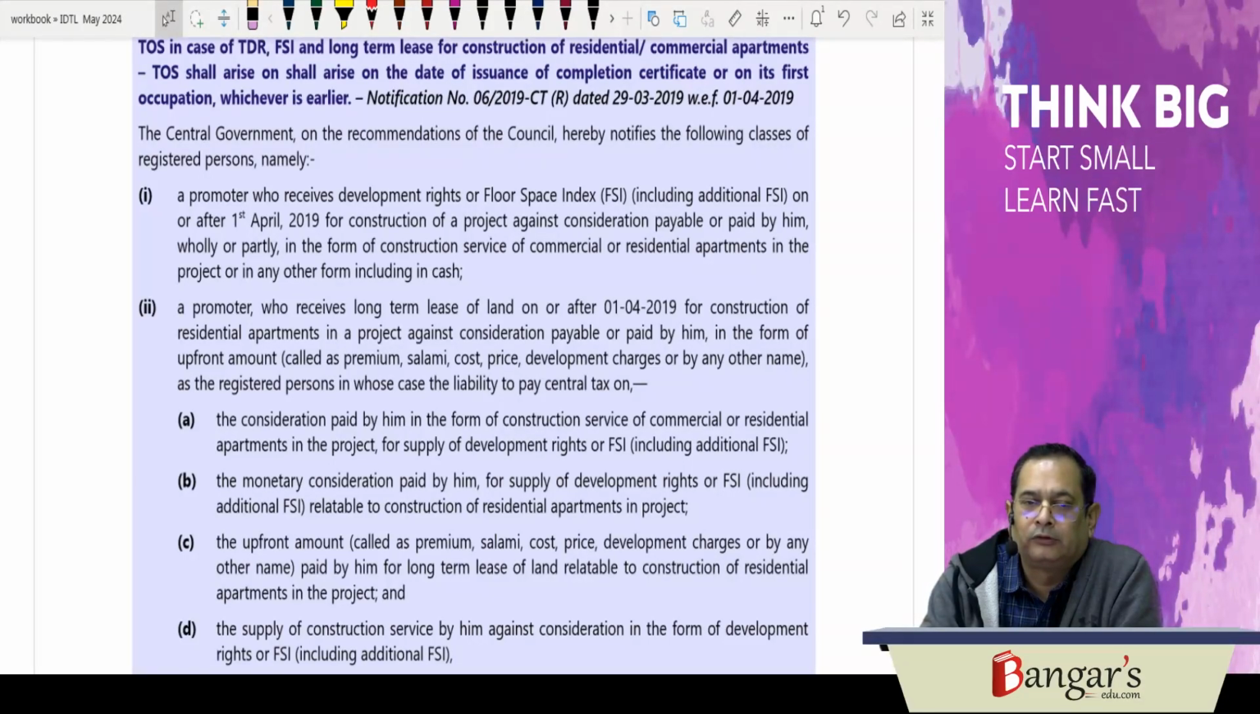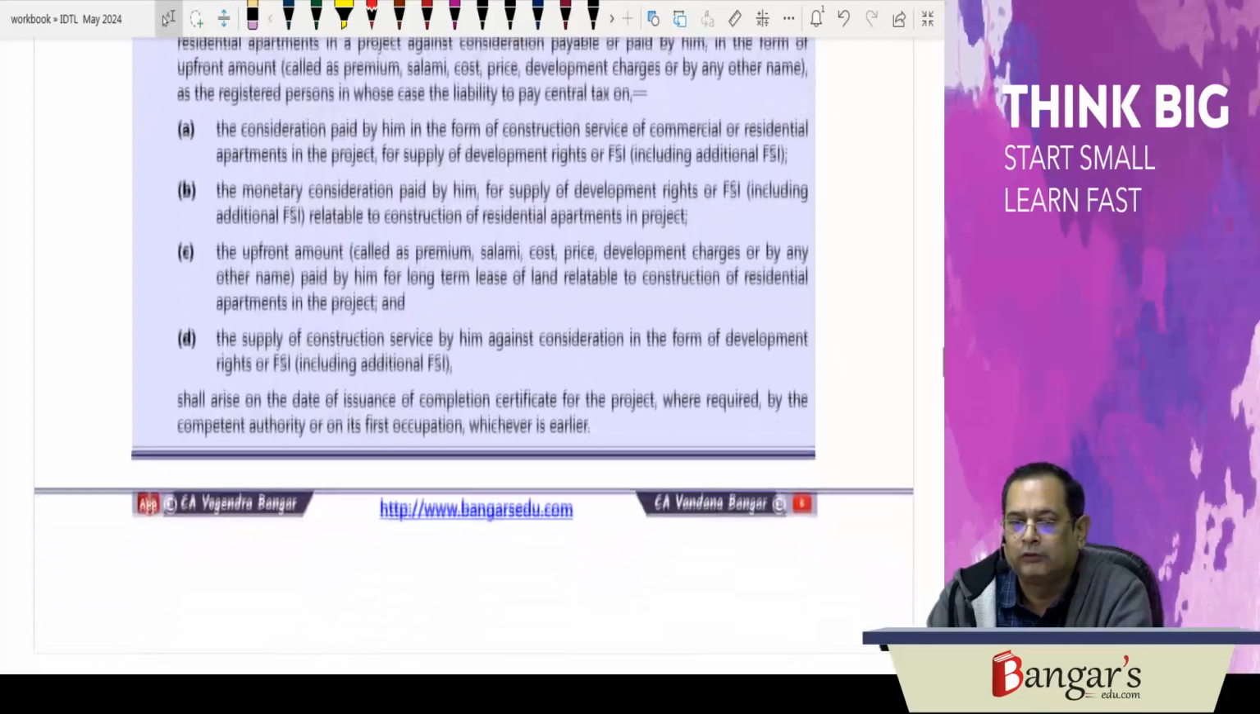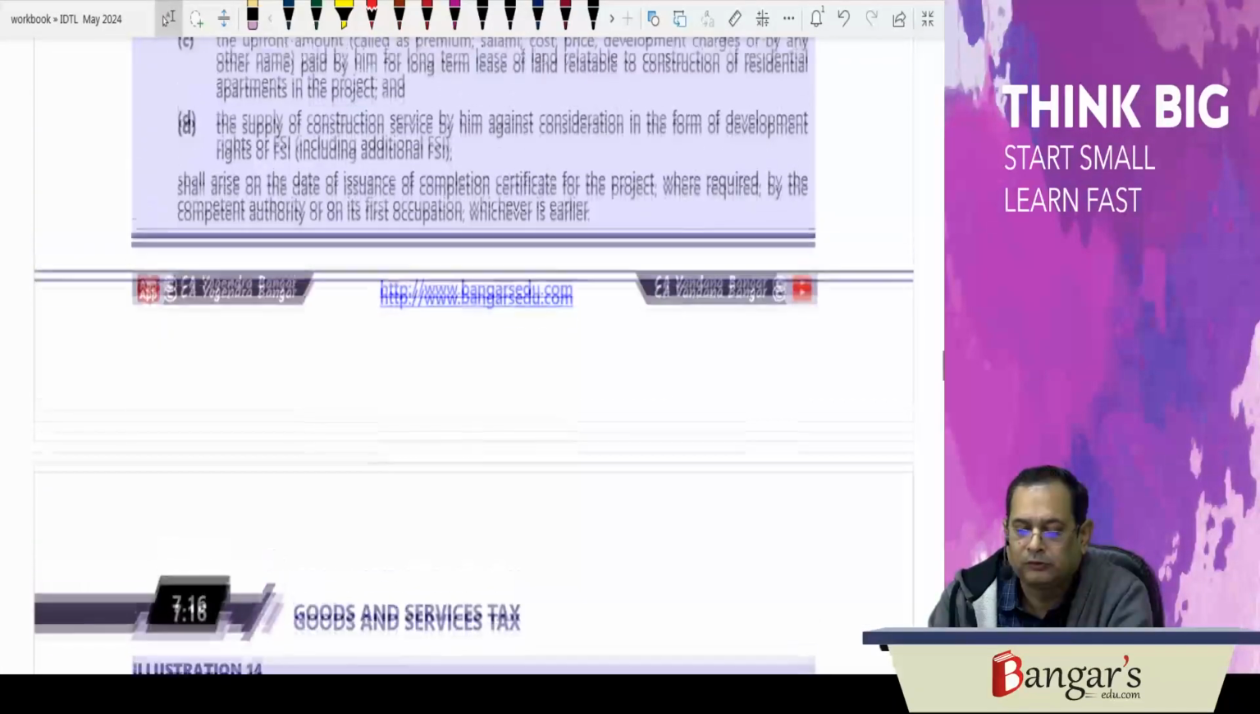As a registered person, the liability to pay central tax shall arise on the consideration paid by him in the form of construction service or monetary consideration paid by him for supply of development rights, upfront amount paid by him in respect of long-term lease of land relating to construction of residential apartments, or supply of construction service by him against consideration in the form of development rights. The same will arise on the date of issuance of completion certificate of the project or date of first occupation, whichever is earlier.